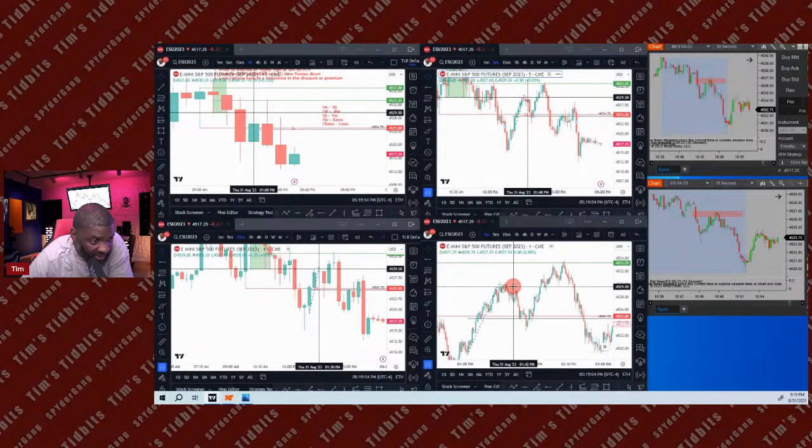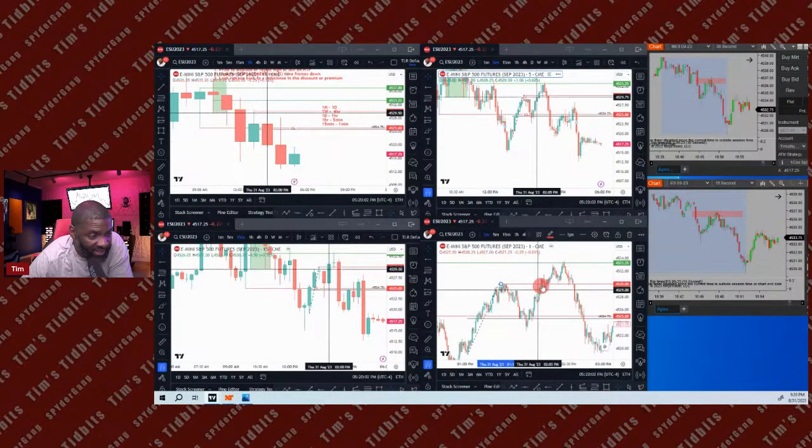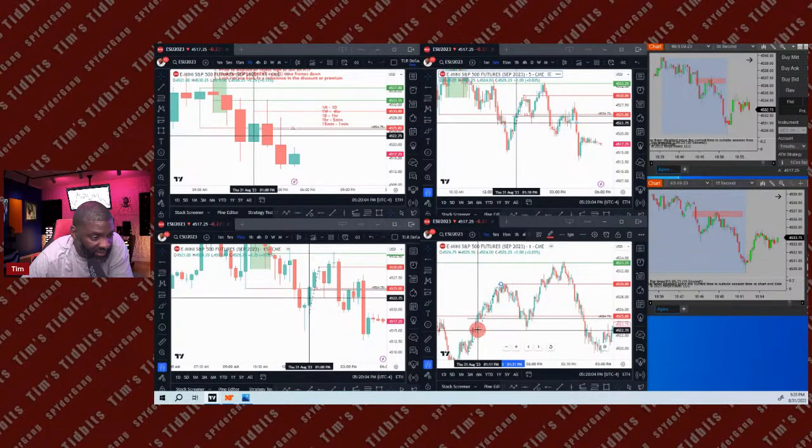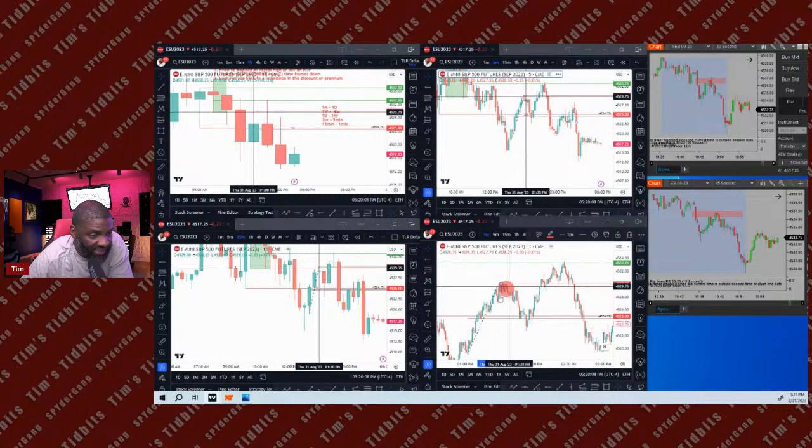This right here is the exit. That high right there is the exit. I don't care how far it keeps going, but that high right there, boop, that's the exit. Entering here, exiting there.